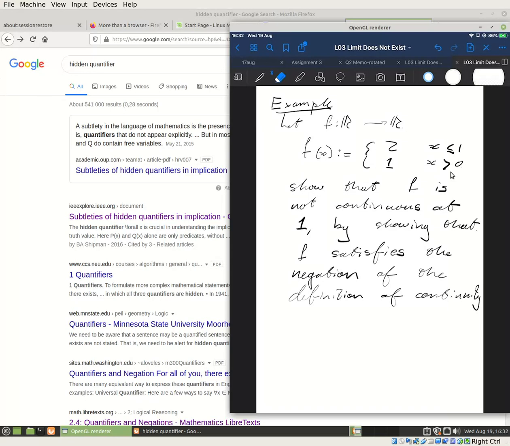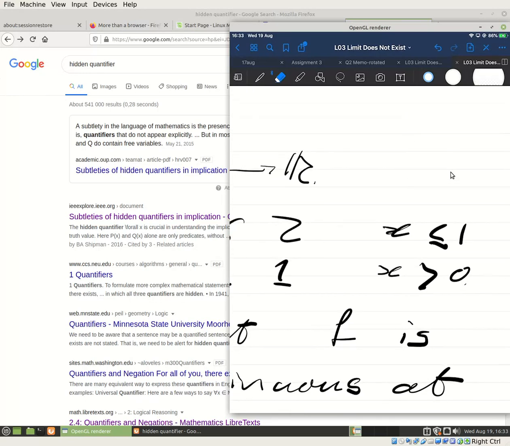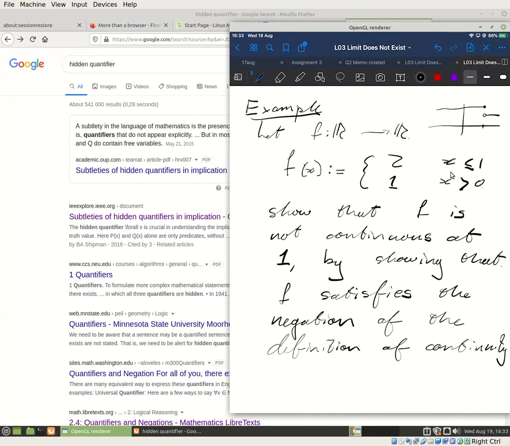If you want to think about what this function looks like, its graph looks like this. It takes on the value 2 up to and including 1, and then it takes on the value 1 further on. So if that is 1, it kind of looks like that. Here we see there is a discontinuity at 1. Now the question asks, show that f is not continuous at 1 by showing that f satisfies the negation of the definition of continuity.